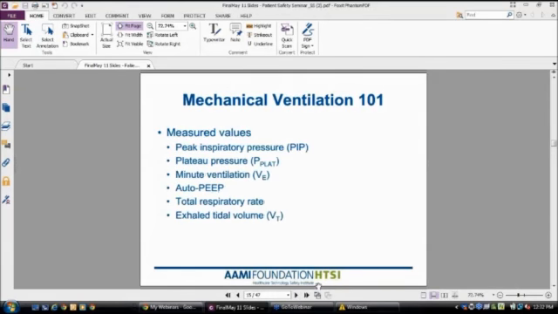So after we've set our machine, now we're going to look at the feedback the patient gives the machine. So we have measured values, and these measured values are going to tell us a great deal about what's going on with our patient. So am I in a pressure or volume mode, and what am I going to be evaluating? What do I need to see to gauge my patient's condition?